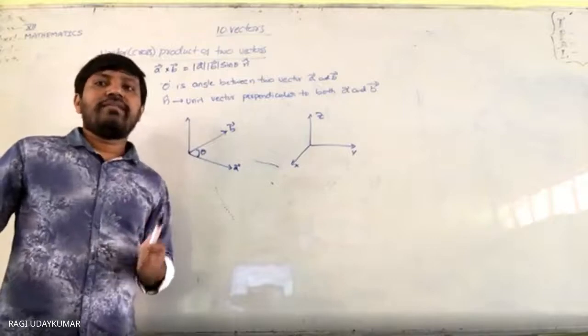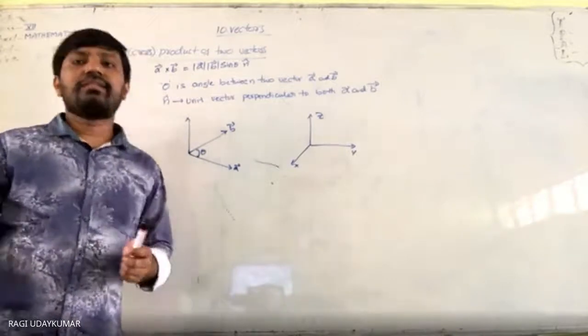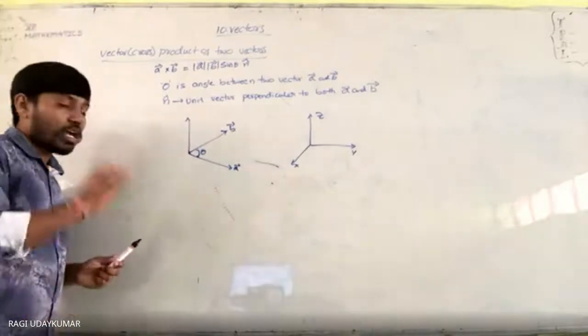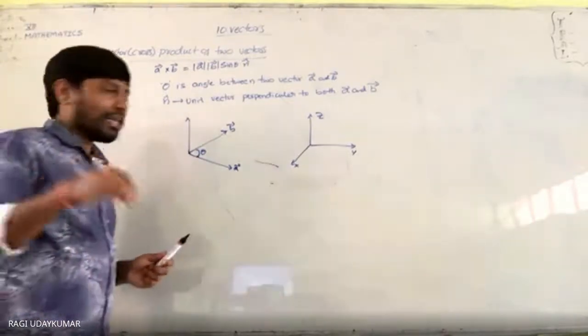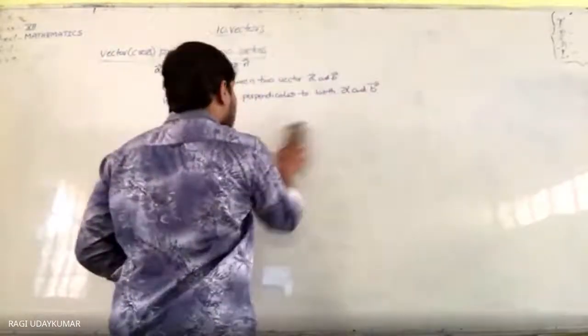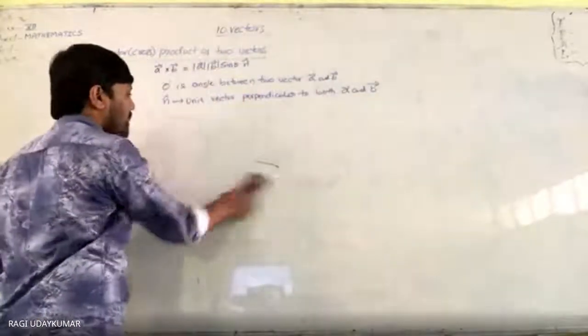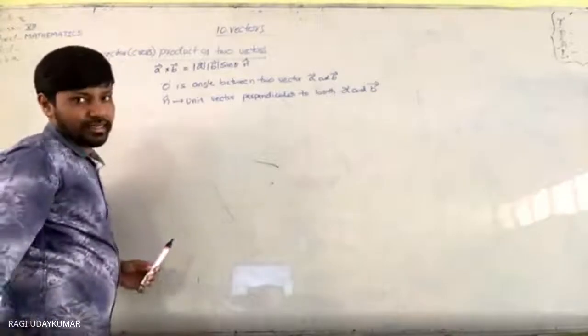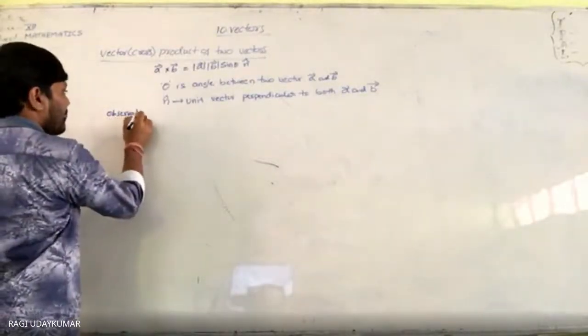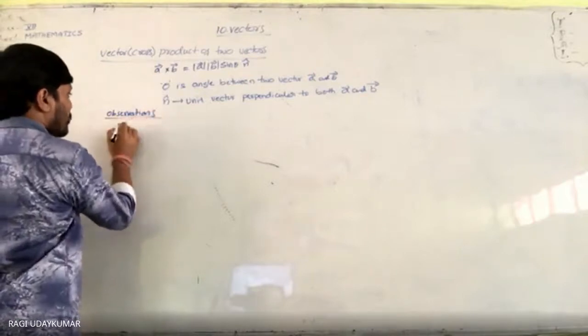Now here, the main observations in the case of dot product and in the cross product: the main observation is that cross product is a vector. It is a vector. Dot product, what is it? It is a scalar.